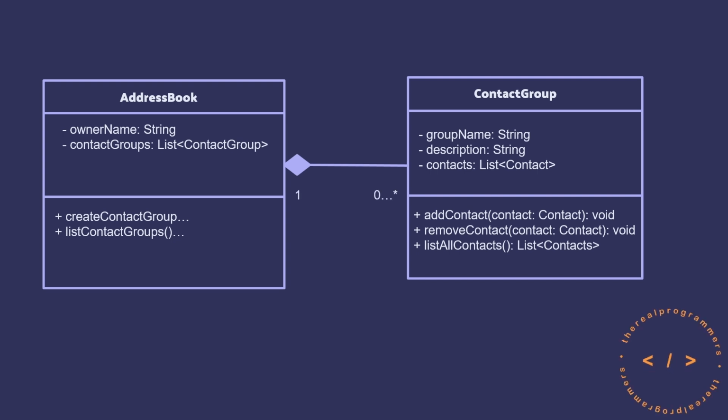Just like in aggregation, we can show multiplicity in composition using the same format. In the example, 1 is shown near the address book class and 0..star is shown near the contact group class. This means that one address book can have any number of contact groups, including none.